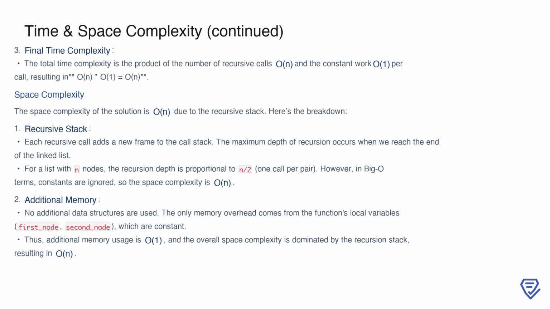Moving on to space complexity, the primary contributor here is the recursive stack. Each recursive call adds a new frame to the stack, and the maximum recursion depth occurs when we reach the end of the list. For a list with n nodes, there will be approximately n/2 frames on the stack, but in big O notation, constants are ignored, making the space complexity O(n). No additional data structures are used in this solution, and the memory overhead from local variables like first_node and second_node is constant, contributing O(1). Therefore, the overall space complexity is dominated by the recursion stack, which is O(n).